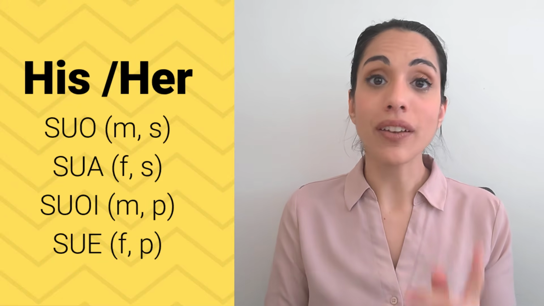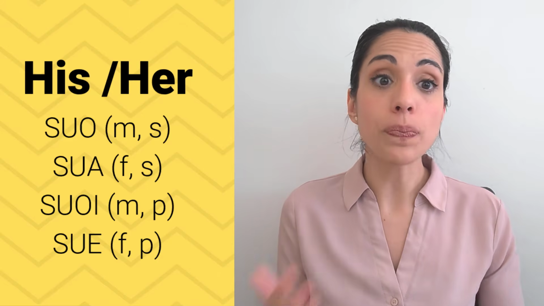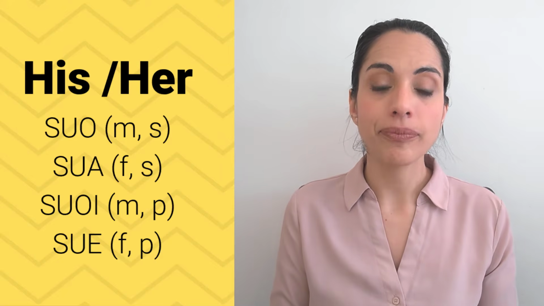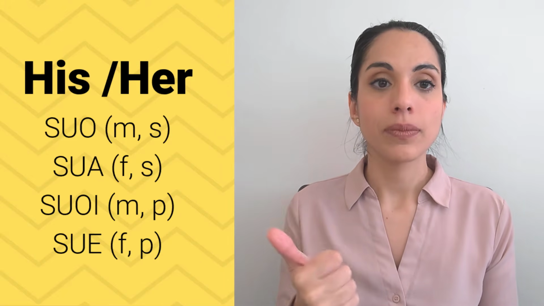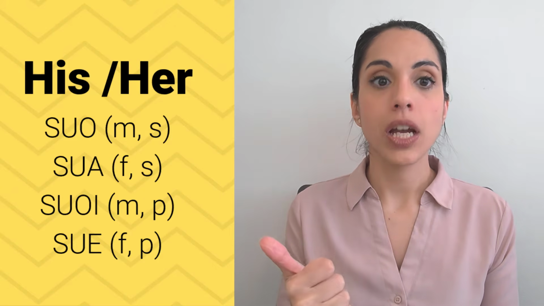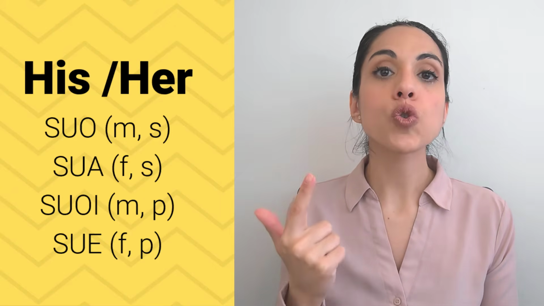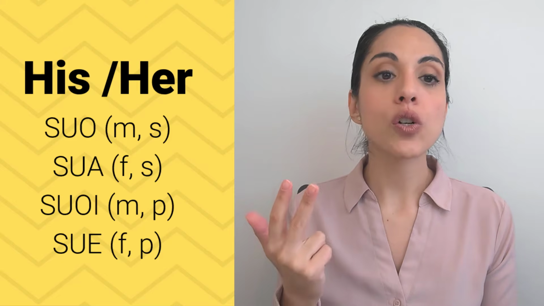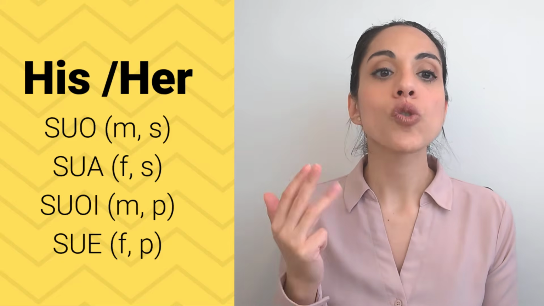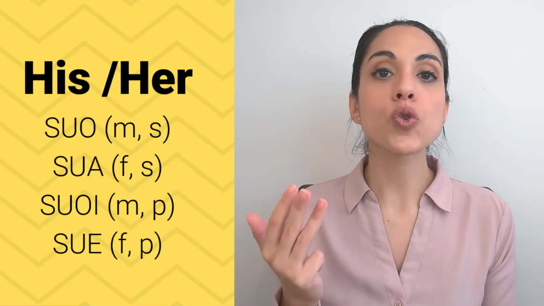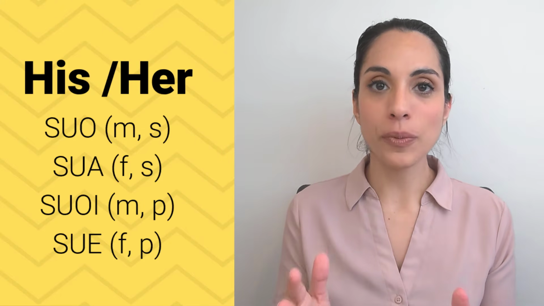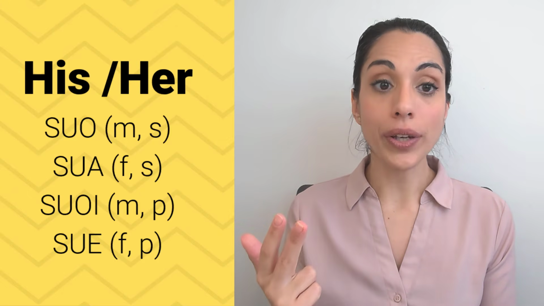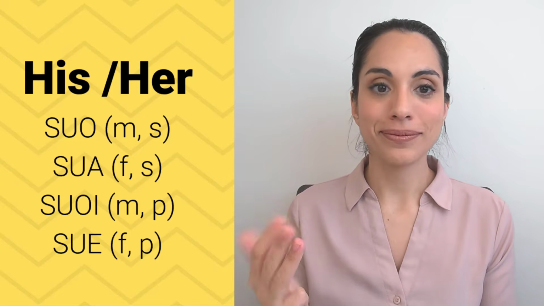Now let's do his and her. And as you can notice, we only have one version for both of them. We do not distinguish based on the gender of the owner, so if you want to say his or if you want to say her, that's the same in Italian. Suo, sua, suoi, sue. Let's repeat them once more. Suo, sua, suoi, sue. Molto bene.